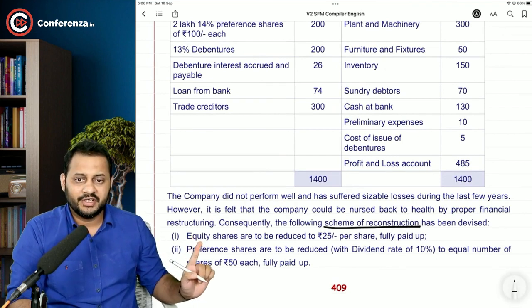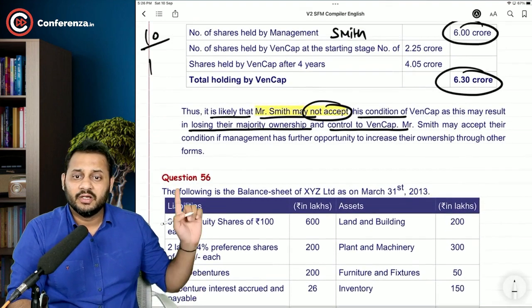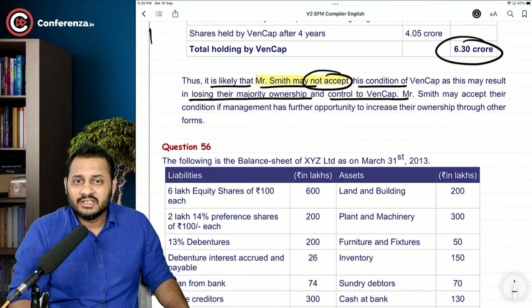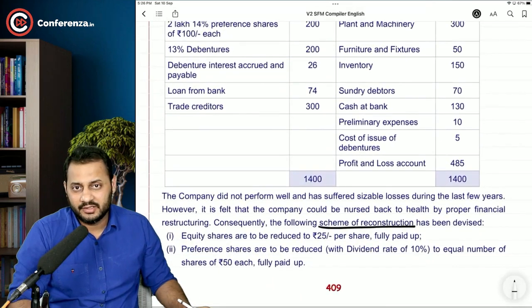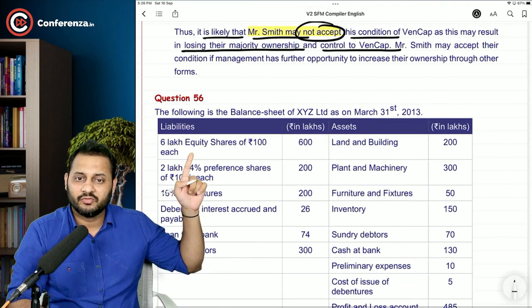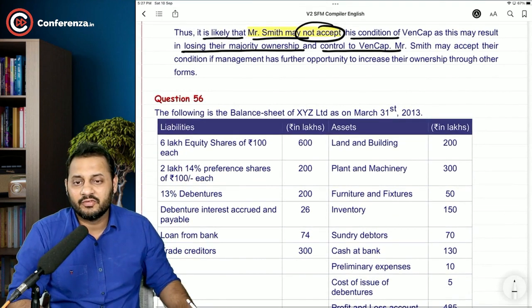What will happen? Equity shares are to be reduced to 25 rupees per share fully paid up. Right now it is 100 rupees. Can you just imagine? 75% of the equity share will get waived off, like written off. What will be the entry of that? Equity share account debit by 450 lakhs. 75 into 6.